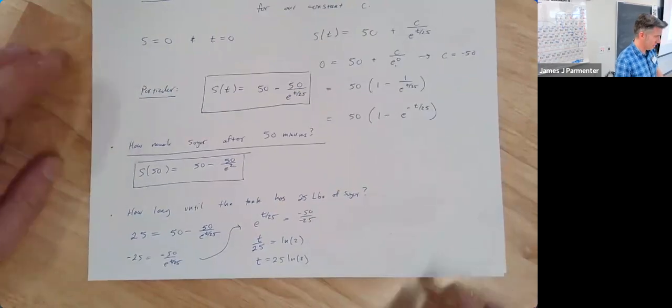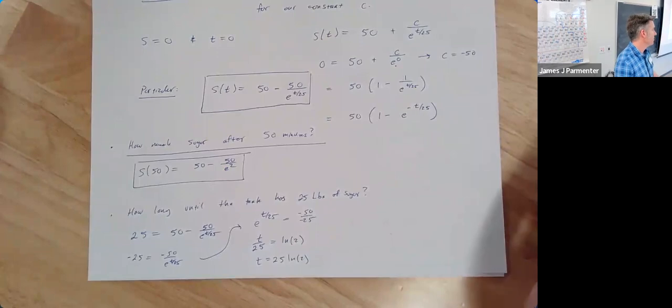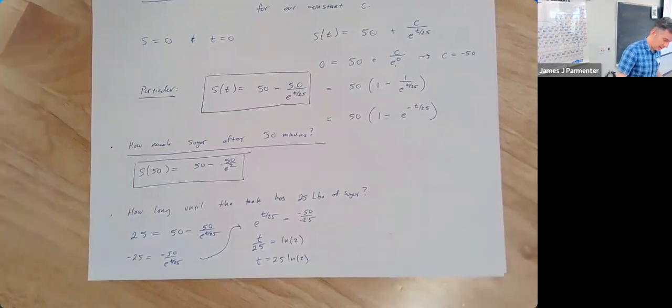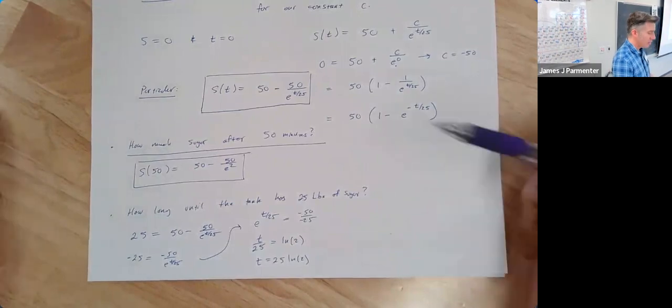Which is approximately 0.7 times 25, whatever that is. I should know what that is. 17.5. Anyway, so it takes about 17.5 minutes to get to 25 pounds, which seems pretty fast. Sorry, pounds, not gallons.